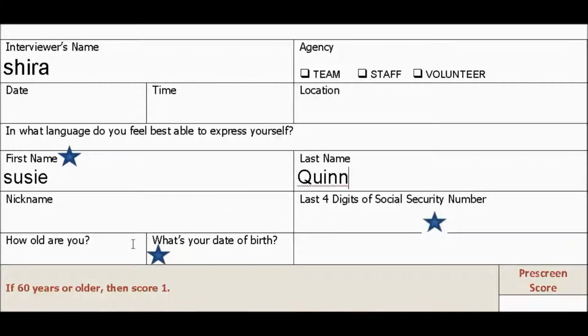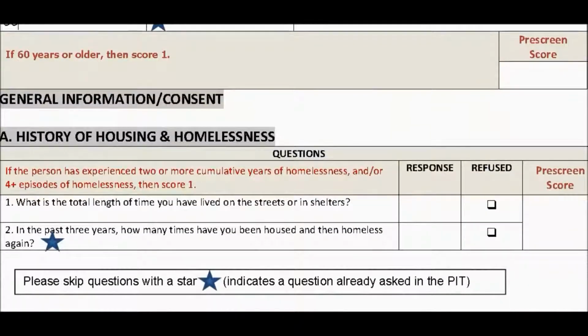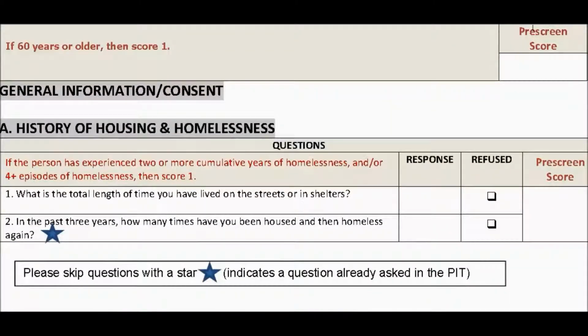Please make note of 2 things. Throughout the VI-SPDAT, you will see stars next to some of the questions. These are repeated questions from the county survey. You do not need to re-ask these questions. Also, you will see a section for a pre-screen score to the right of each section of questions during the tutorial. You are not responsible for filling these scores out, and they will be removed from the surveys you are filling out during the count.